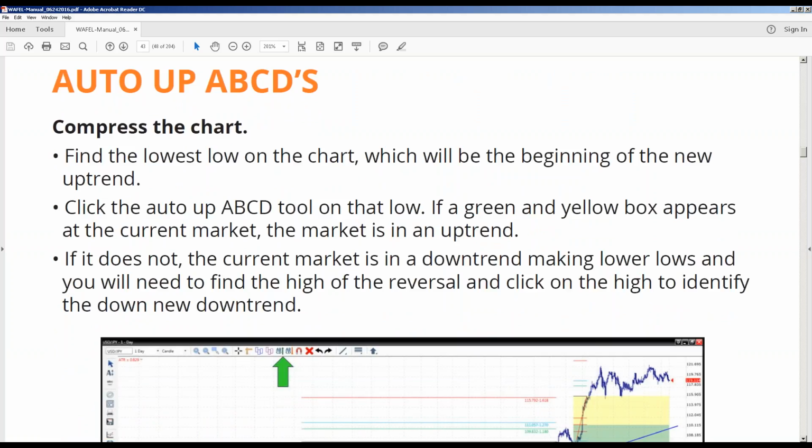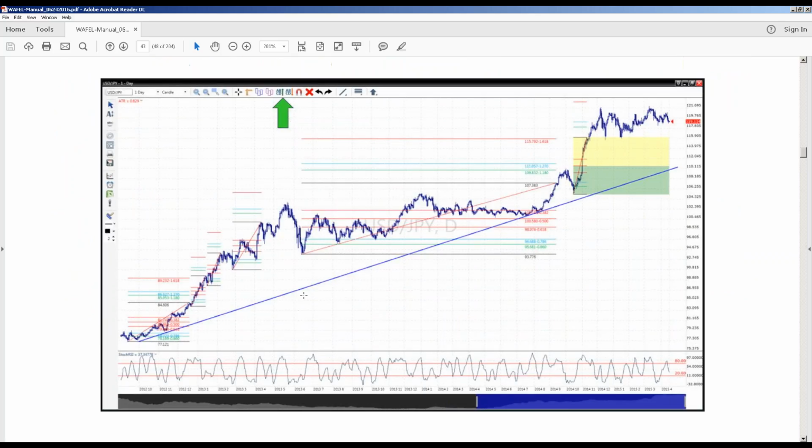Right, auto up ABCDs. First of all, compress the chart. Find the lowest low on the chart, which will be the beginning of the new uptrend. Click the auto up ABCD tool on that low. If a green and yellow box appears at the current market, the market is in an uptrend. If it does not, then the current market is in a downtrend, making lower lows, and you will need to find the high of reversal and click on the high to identify the new downtrend. Look at that.